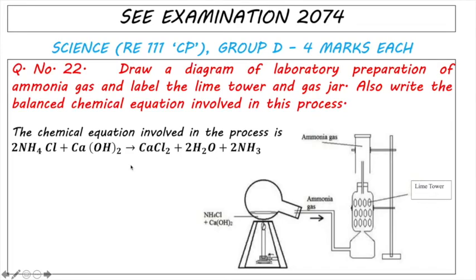Hello, SEE examination 2074. We're solving questions from science, group D. Let's do question number 22. Draw a diagram of laboratory preparation of ammonia gas and label the lime tower and gas jar. Also write the balanced chemical equation involved with this process.